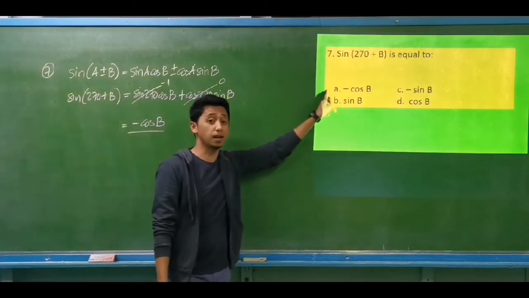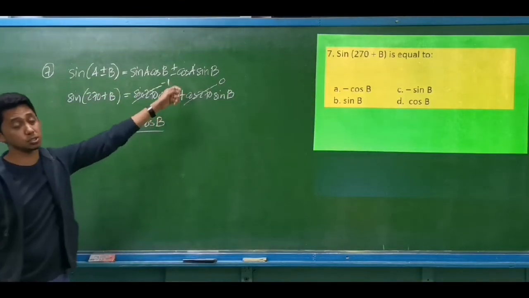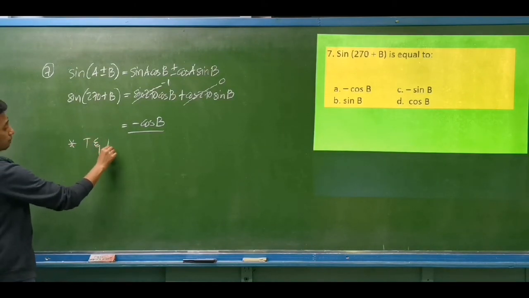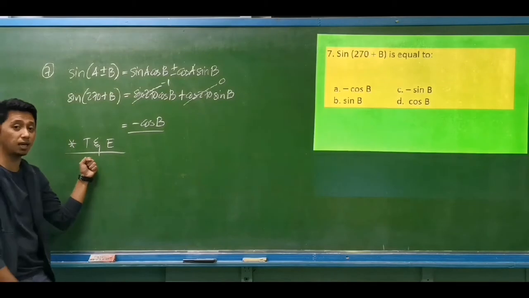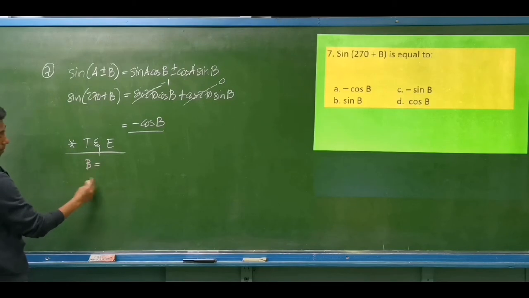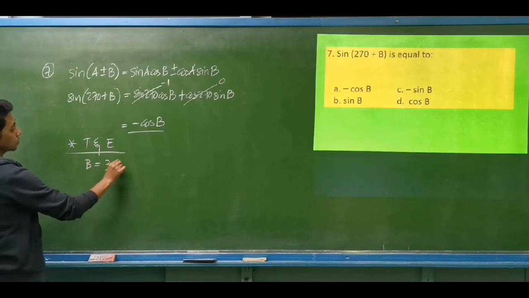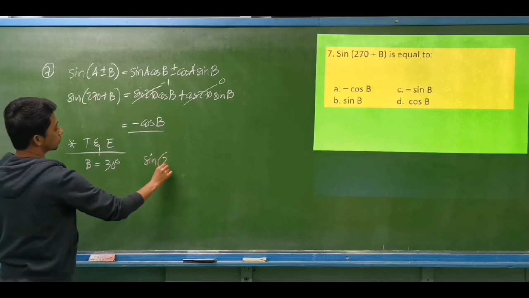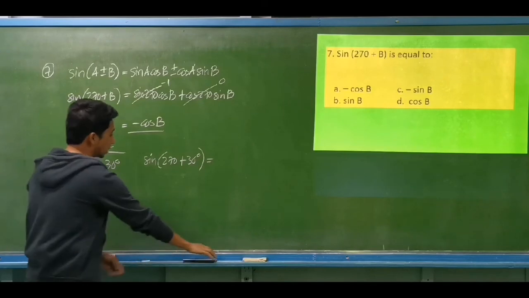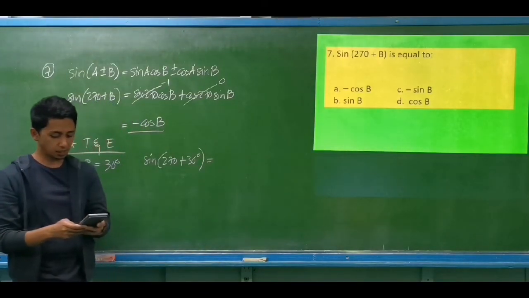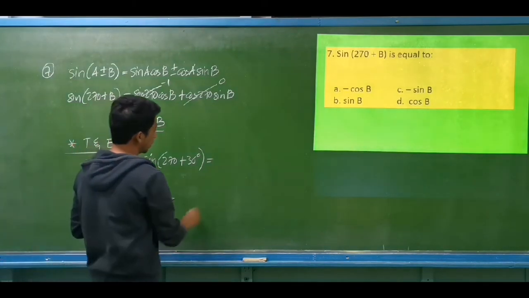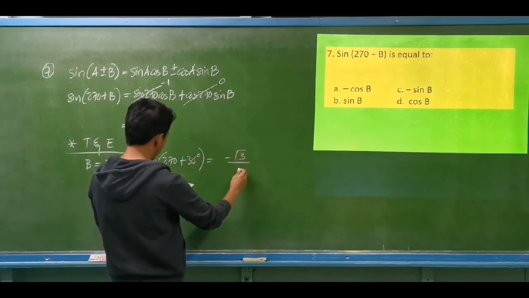Sagot natin, letter A. Paano kung hindi nyo maalala yung identities? Huwag nyo makalimutan sa board exam, hindi kailangan ng fundamental solution, pwedeng mag-trial and error. So, for example, gagamit ka lang ng value ng B. For example lang ito, 30 degrees. Anong equivalent ng sine of 270 plus 30 degrees? Yan. So, i-check lang natin. So, that's the same as sine of 300. So, that is negative square root of 3 over 2.